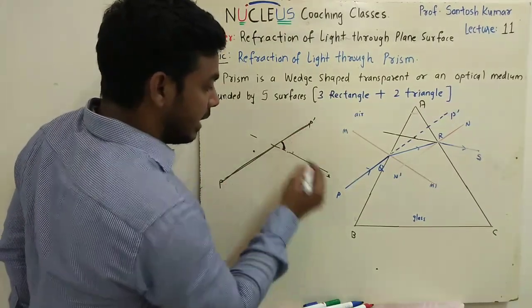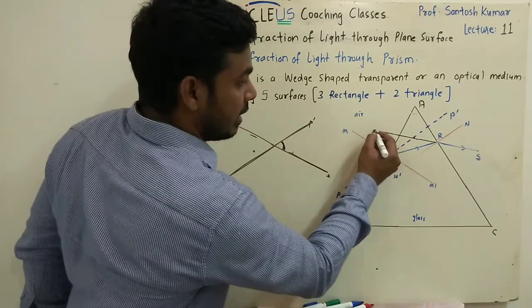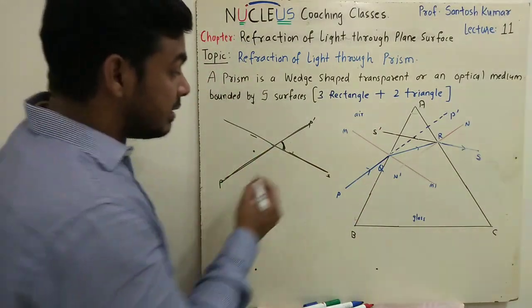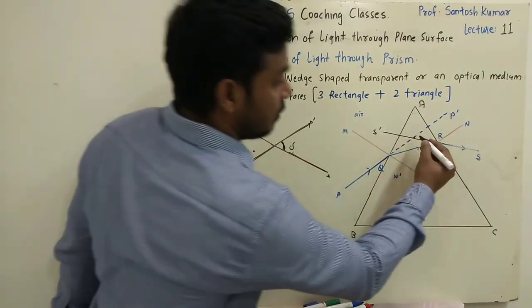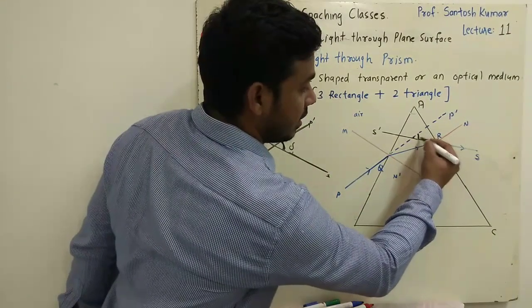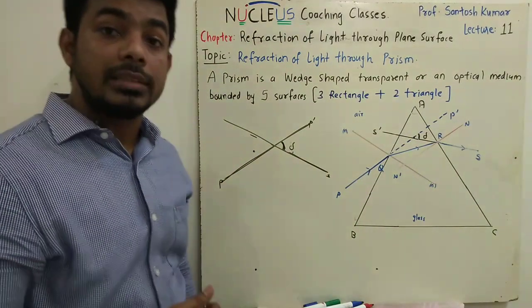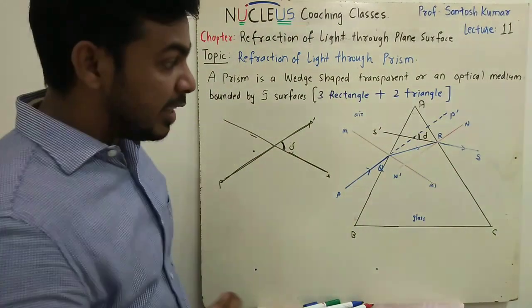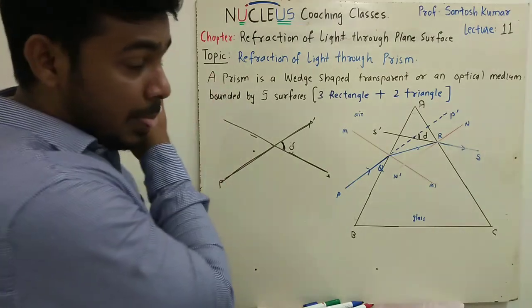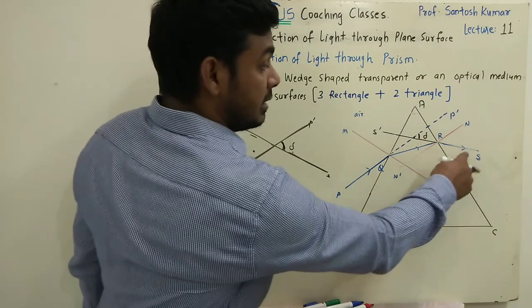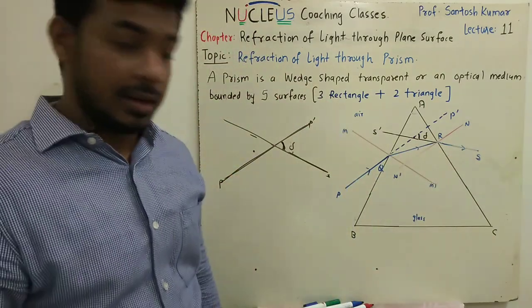So this is the incident ray and this is the emergent ray, S dash. So the angle between the emergent ray and the incident ray is called the angle of deviation. Remember, this angle is represented by delta, and here delta is called the angle of deviation. So this is very important. For a prism, the angle of deviation is the angle between the emergent ray and the incident ray.